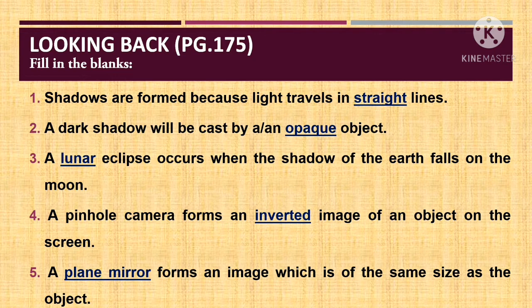Question 3. A dash eclipse occurs when the shadow of the earth falls on the moon. Answer: lunar. Question 4. A pinhole camera forms an dash image of an object on the screen. Answer: inverted. A pinhole camera forms inverted images. All the details of an object are seen in the image. Question 5. A dash forms an image which is of the same size as the object. Answer: plane mirror.